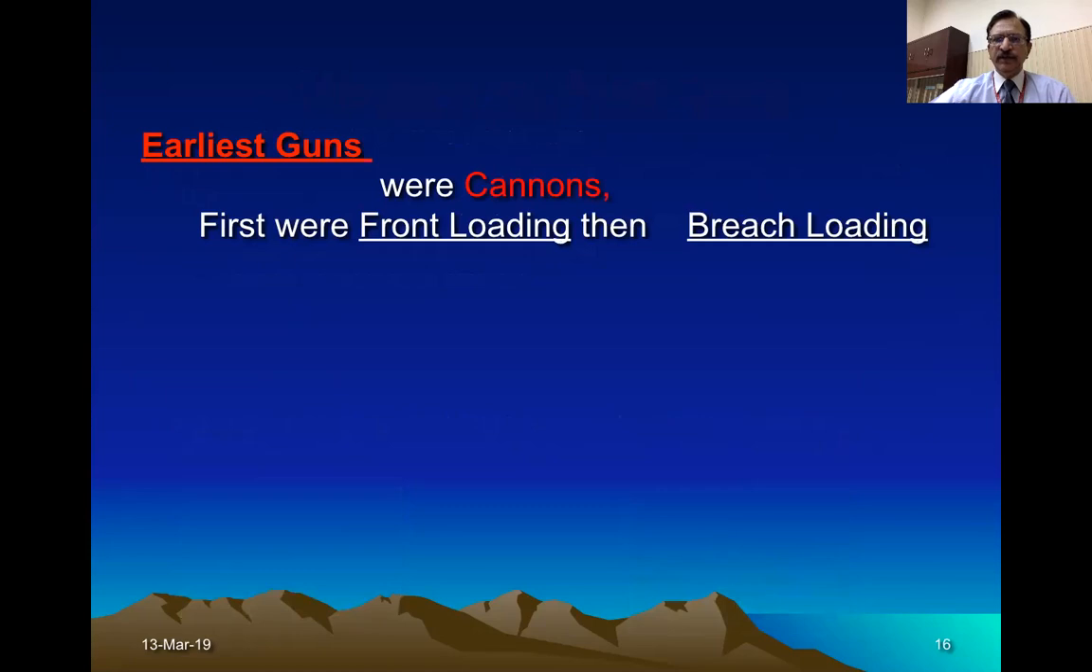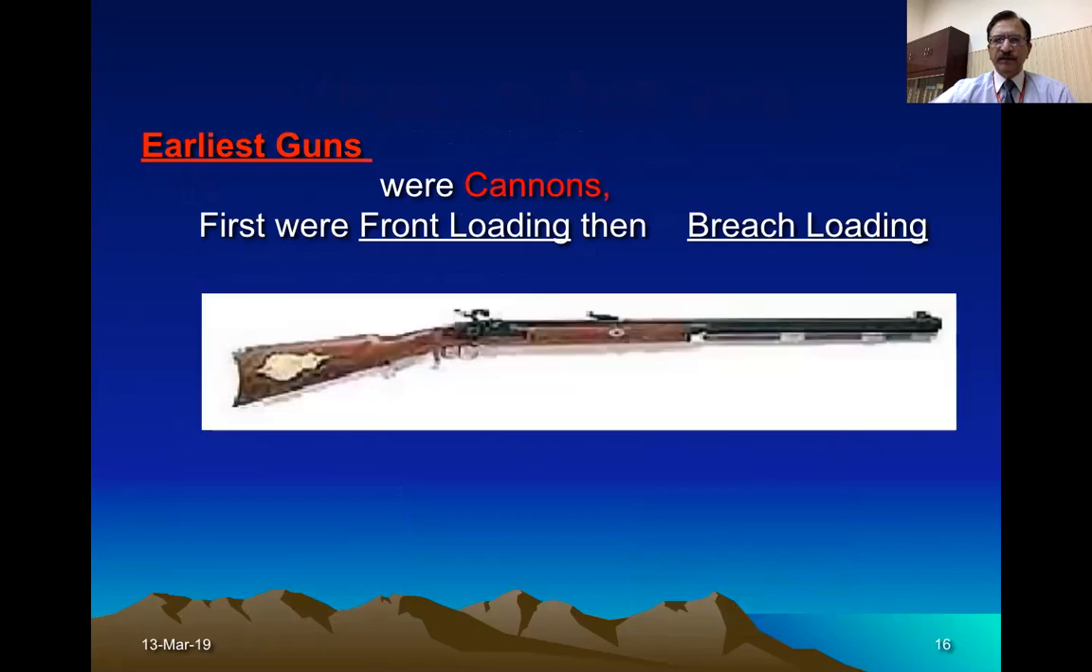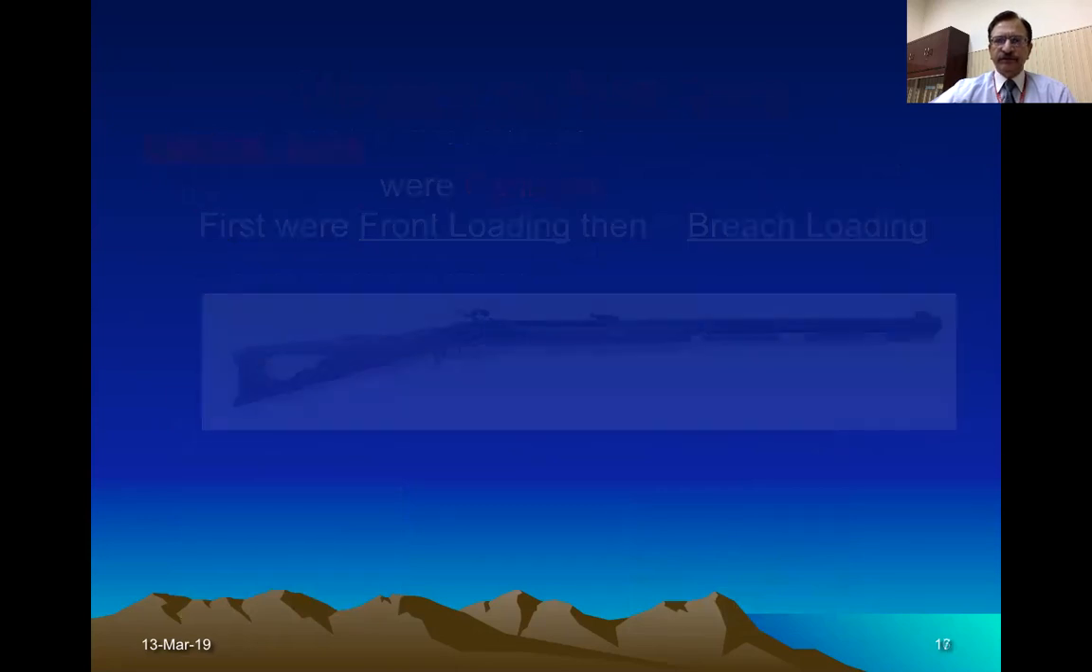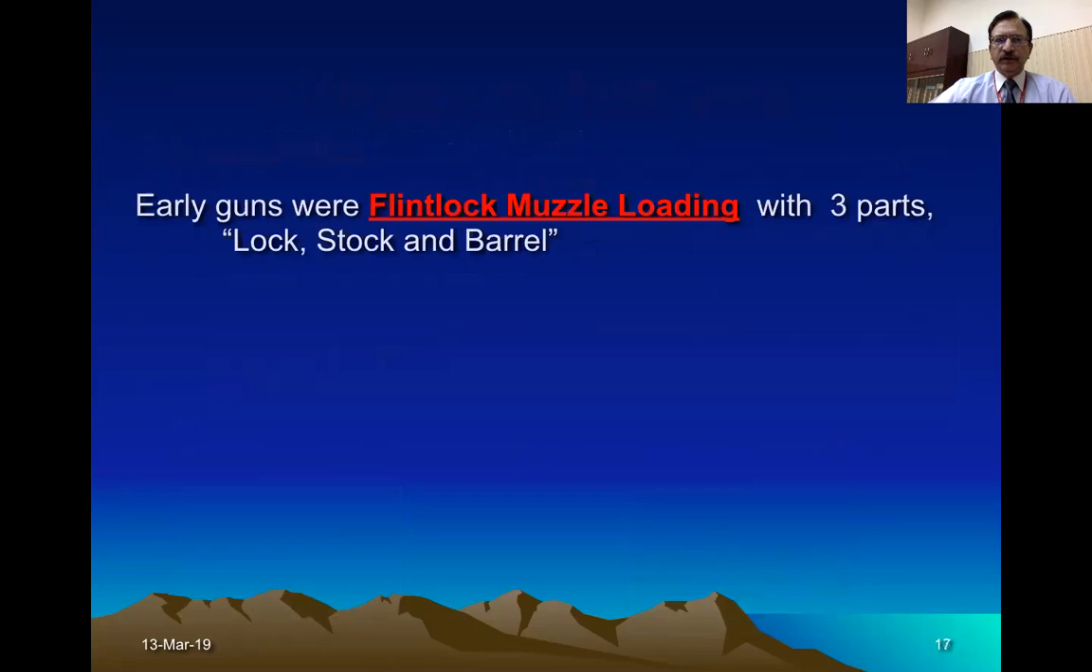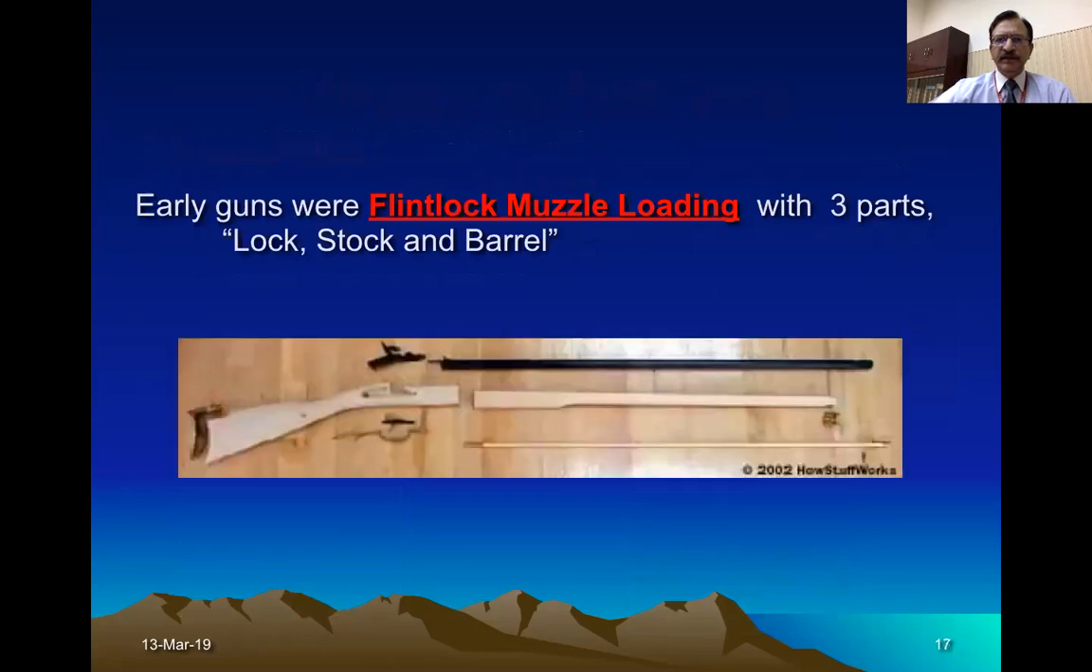Later on came breech loading, where the firing mechanism came in the middle, and then was the barrel. The basic design remains the same: there is a lock, a stock, and a barrel, three parts, each gun having three parts.